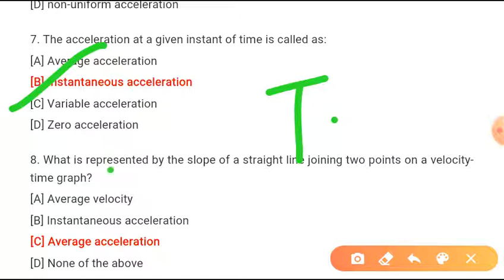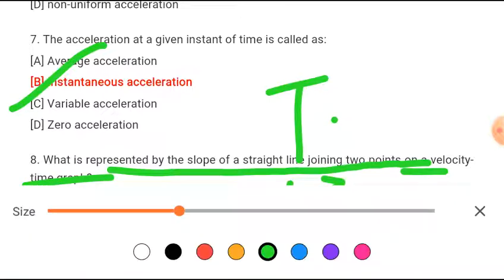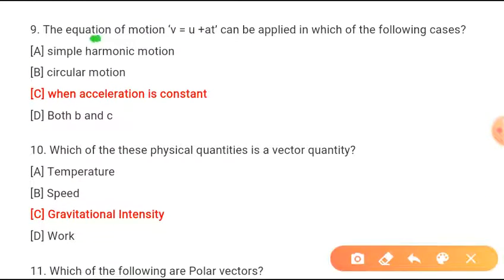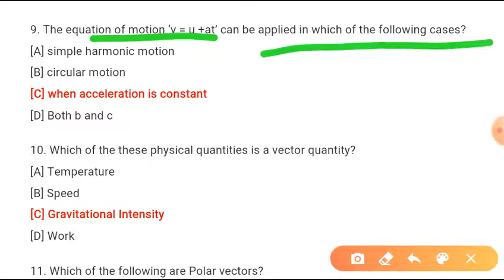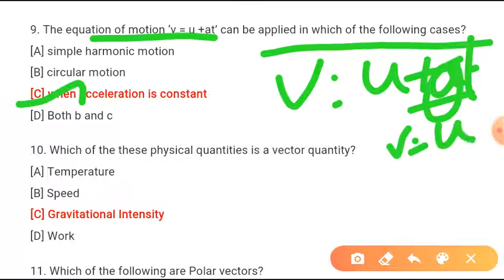What is represented by the slope of a straight line joining two points on a velocity time graph? Average acceleration. The equation of motion v is equal to u plus at can be applied in which of the following cases? v is equal to u plus at is applied when acceleration is constant. So if a is constant, v is equal to u plus 0, v is equal to u. So the velocity is always constant.